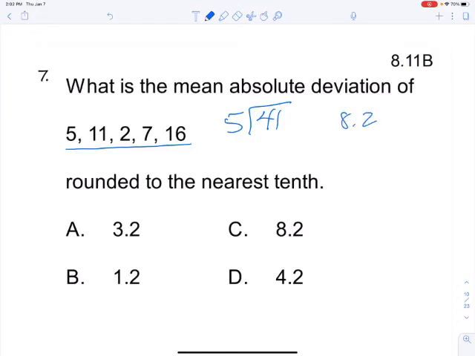Now, I've taught you that the first thing you do, okay, in mean absolute deviation, when you find the mean, it's going to be one of your answer choices, eliminate it. Okay, so that's going to be an elimination. We're going to eliminate 8.2.